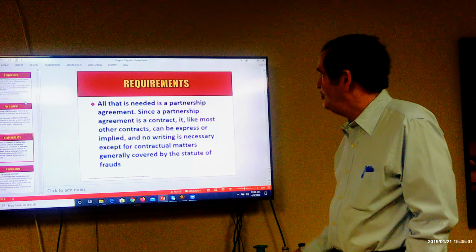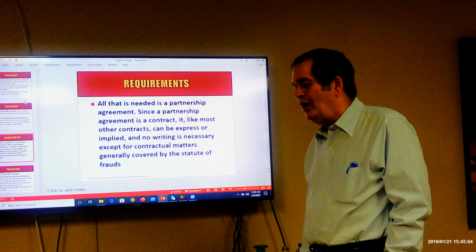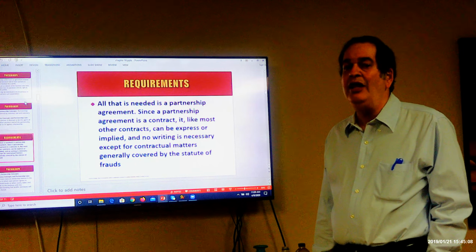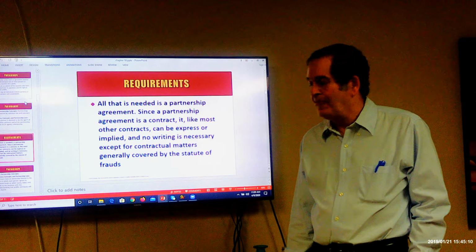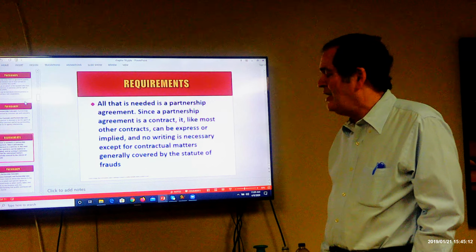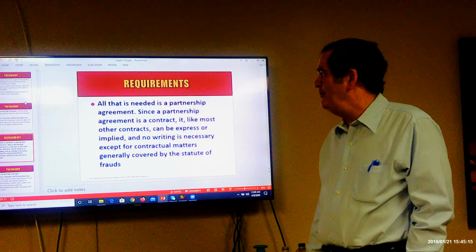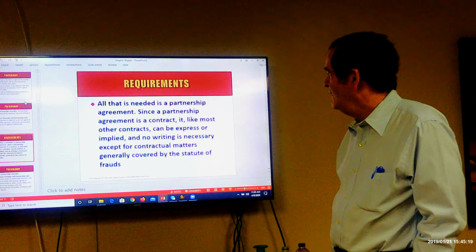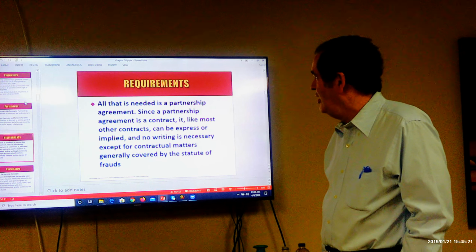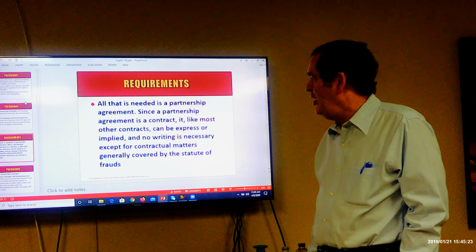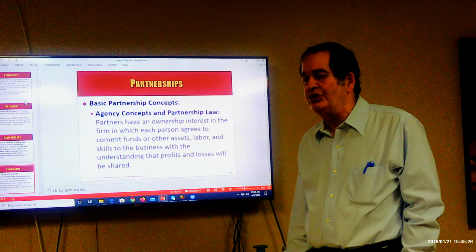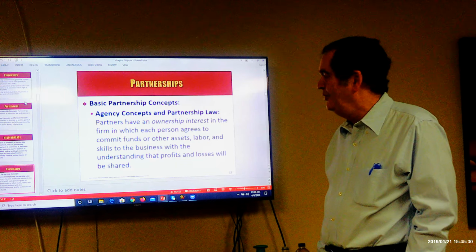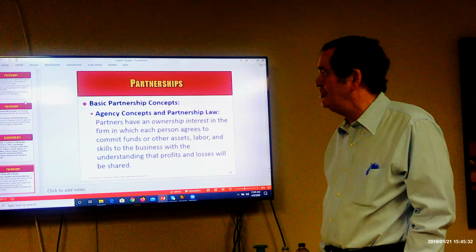The requirements: you need an agreement, but there are situations where you don't have to have an agreement. The agreement can be in writing or it can be oral. It can be express or it can be implied. And it can also be determined to exist as a result of conduct, by a court making such a decision.